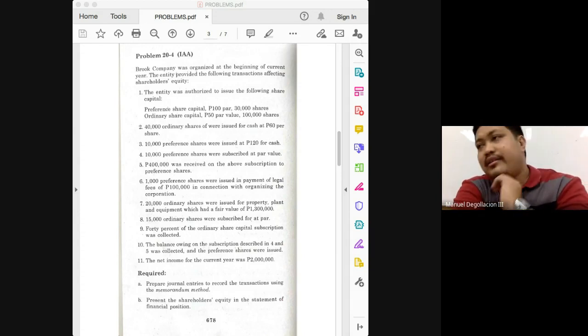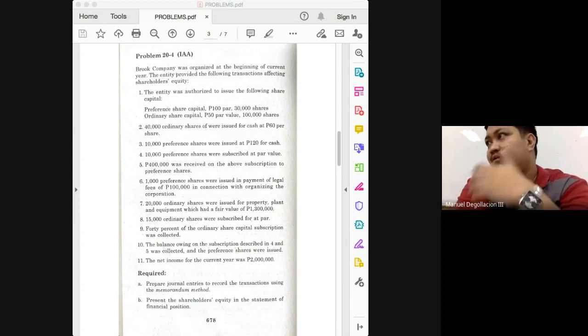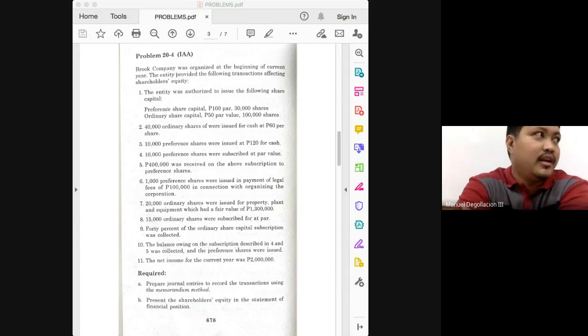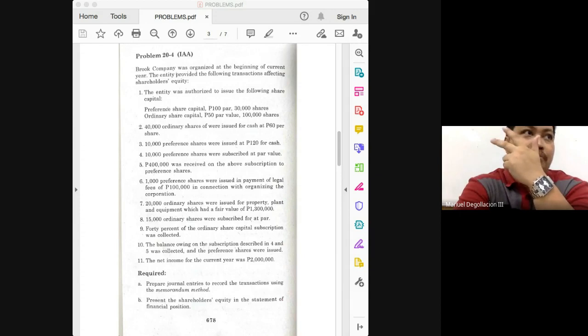I hope you realize that for problem 20-4 alone, you could be asked 5 to 7 questions already in a problem setup. The same for problem 20-5. You could be asked for the balance for your ordinary share capital, preference share capital, share premium on ordinary shares, share premium on preference shares, subscriptions receivable, your retained earnings, and your total shareholders' equity.